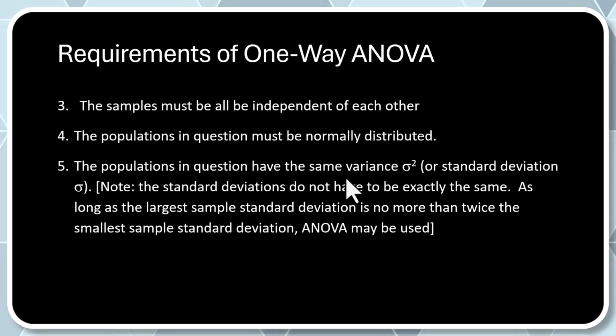It's important to note, and when we get to the video where we're actually testing these requirements with a specific example, this will make a lot more sense, that the standard deviations don't have to be exactly the same. So if one is like 1.2 and one is 1.3, that's okay, right? You're not going to have standard deviations that are exactly the same. But as long as the largest sample standard deviation is no more than twice the smallest, we can use ANOVA. And again, this metric will make a lot more sense when we get into actual numbers and examples. You'll see how that is applied.